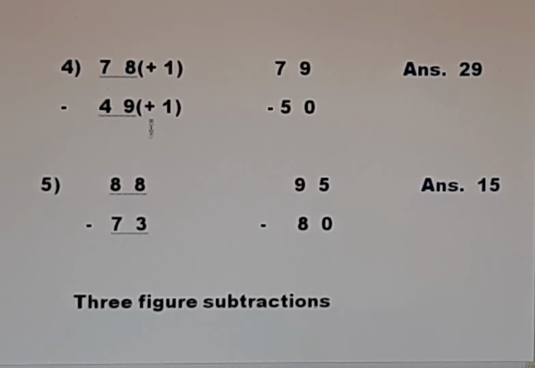78 minus 49. The first step is you have to find out which one is the higher figure and which one is the lower figure. You have to check: 7 minus 4 is possible? Yes. And 8 minus 9, can you minus 9 from it? No. So for that you have to make a base figure. The nearest base figure of 49 is 50. So you have to add 1 to make it 50. Same thing, same number, you have to give to the higher number. 78 plus 1 is 79.